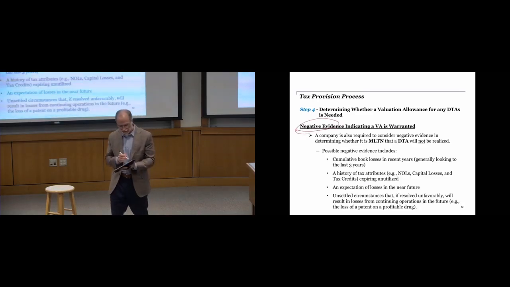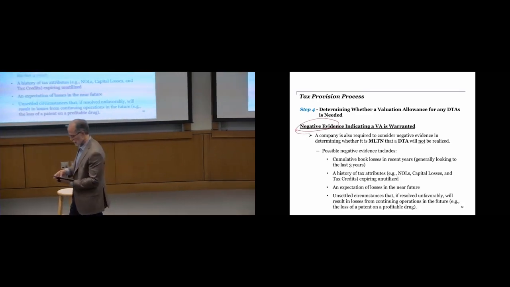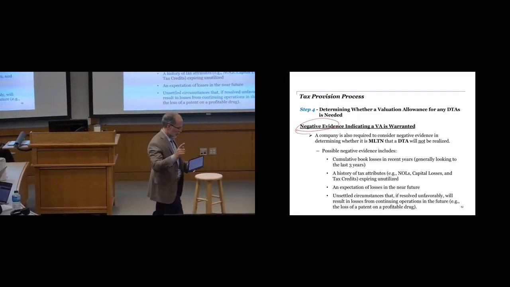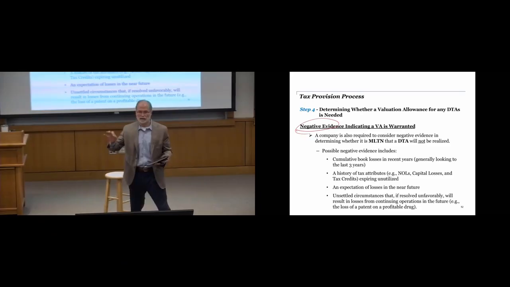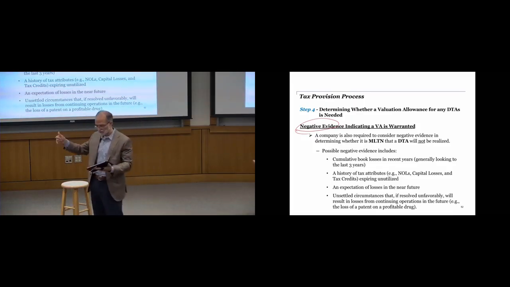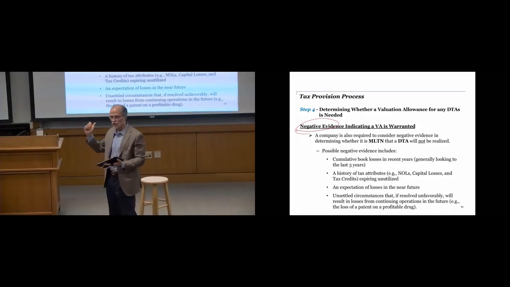Okay, what's negative evidence indicating that a VA is warranted? You're required to consider negative evidence in determining that more likely than not standard. So you're taking all of these factors and you're coming up with an assessment. Is it more likely than not that the DTA will or will not be realized?